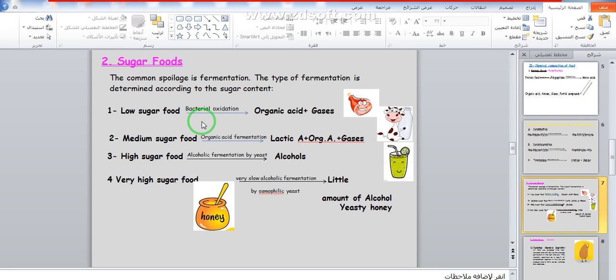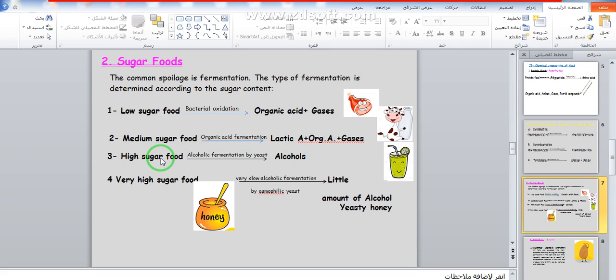The type of spoilage in low sugar food, just like meat, will be bacterial oxidation, and the product is organic acid with gases. The second class of sugar food is medium sugar food, like milk. The type of spoilage is organic acid fermentation, as lactic acid, and organic acids and gases will be formed.